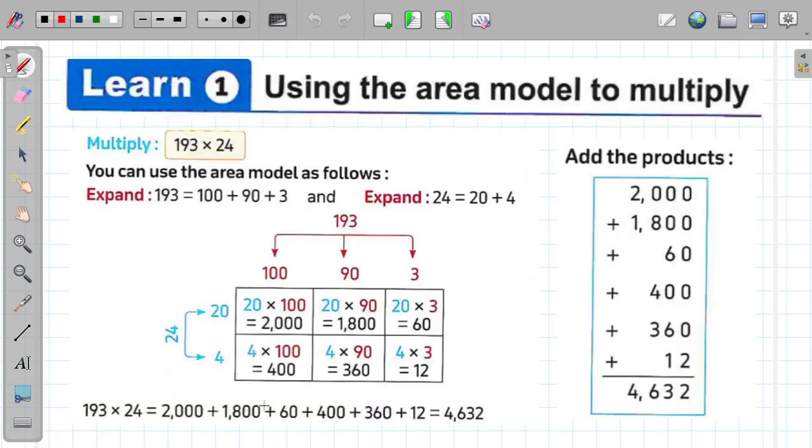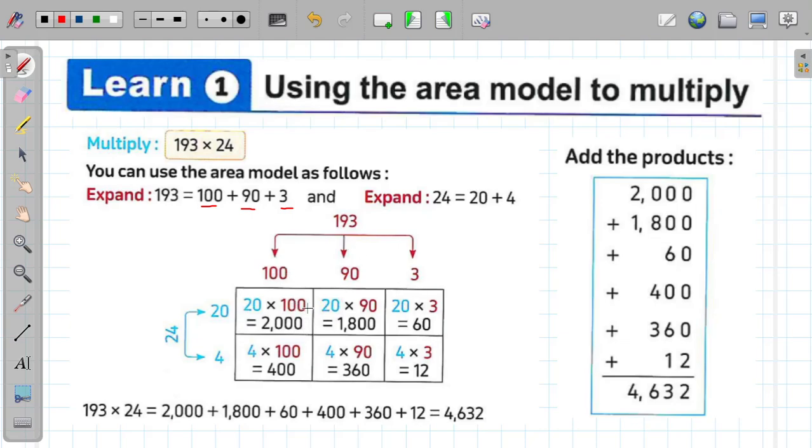Next, we will talk about using the area model to multiply. So if I have two numbers like this, I have 193 times 24, and I want to use the area model to multiply these two numbers. Okay? So I will expand every number. So the first number will be 100 plus 90 plus 3. And the second number will be 20 plus 4. And I will represent every value here on one side of the rectangle.